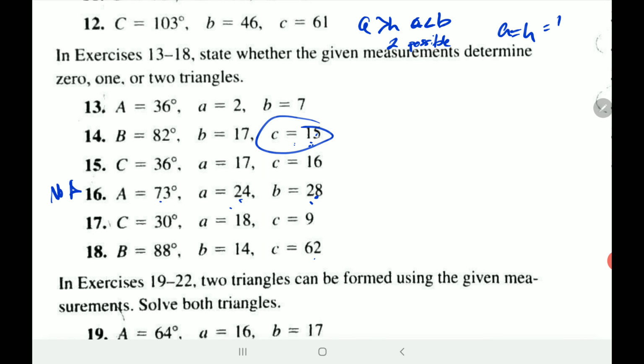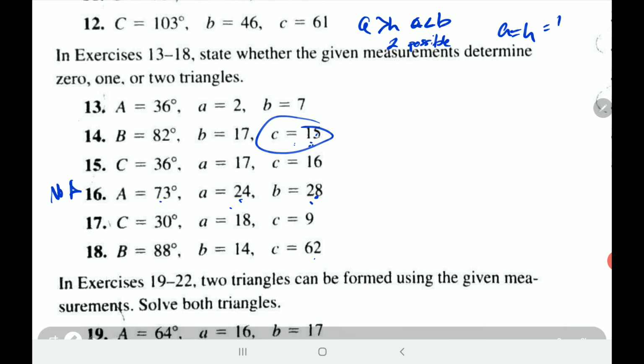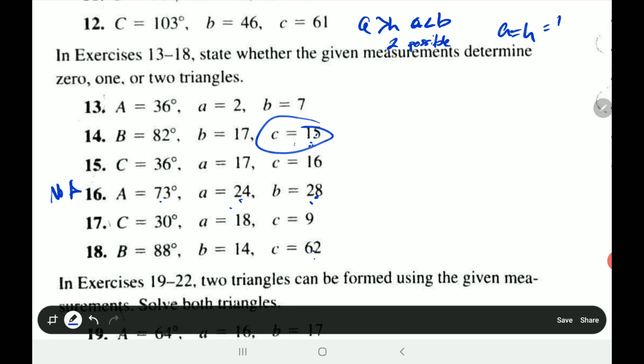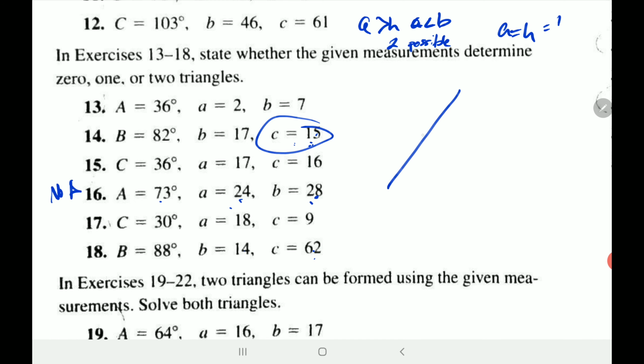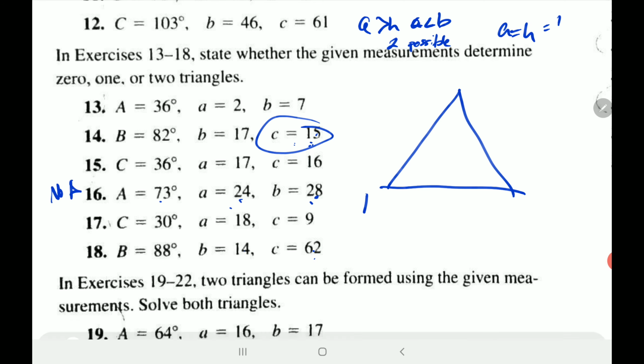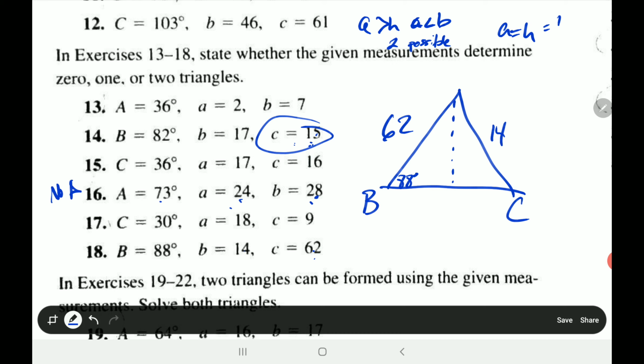Alright, so number 18. So we have side B. It is less than side C. Okay. So here we have, again, either no triangles or 2 triangles. B, C. C is 62, and this is 14. And this is 88 degrees. I don't think this is going to make sense.